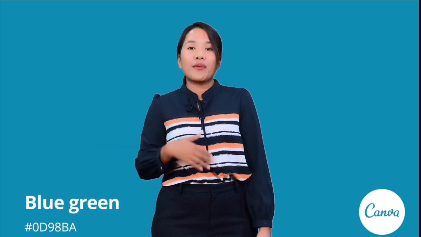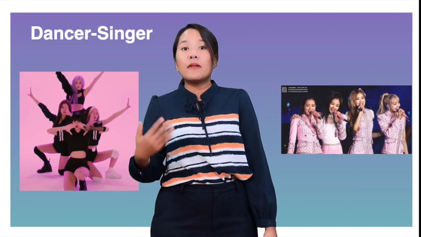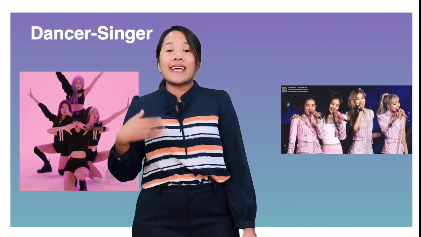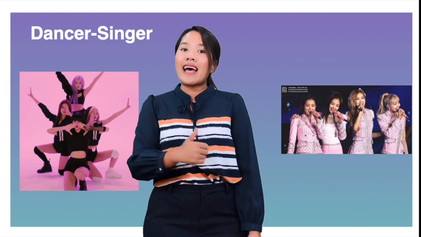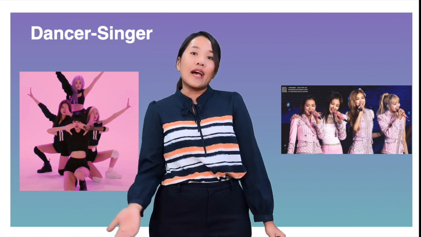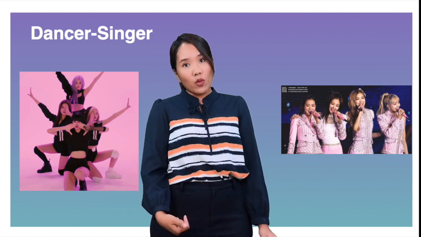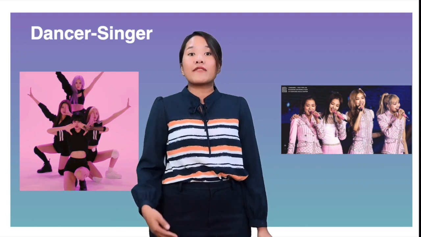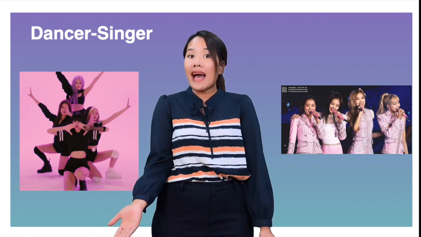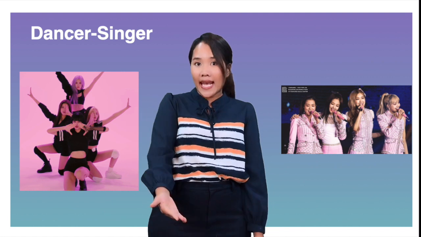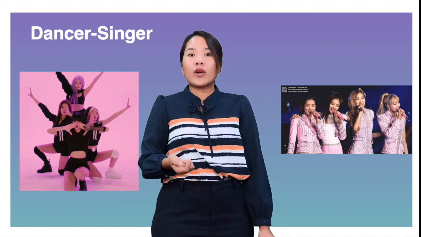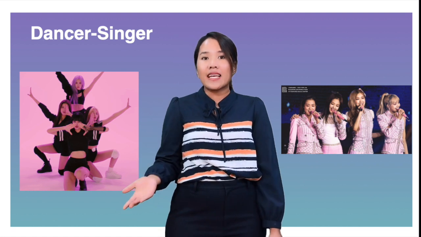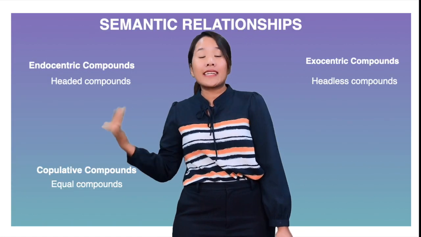Or the compound blue-green, which refers to a mixture of the two colors, blue and green. Or dancer-singer, which is a person who is both a dancer and a singer. As you can see, the meaning of these compounds is equal in the way that the meaning refers to both elements in the compound and both elements are heads, not just one element like in endocentric compounds, or not referring to any elements like in headless exocentric compounds.